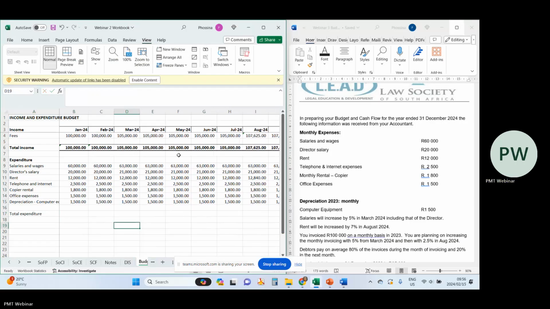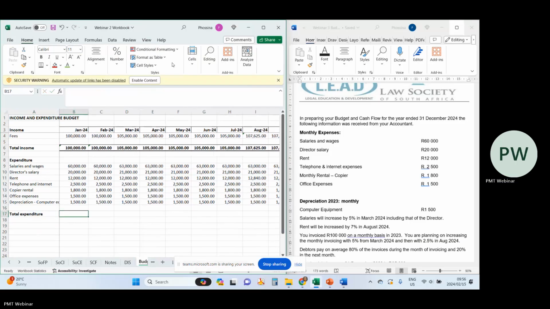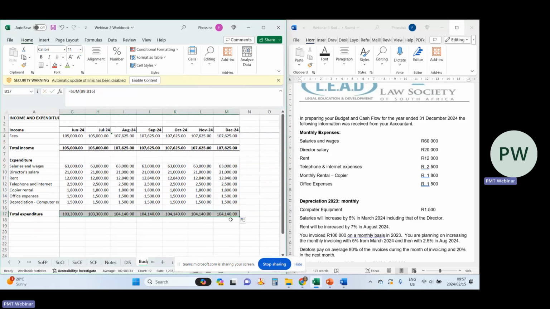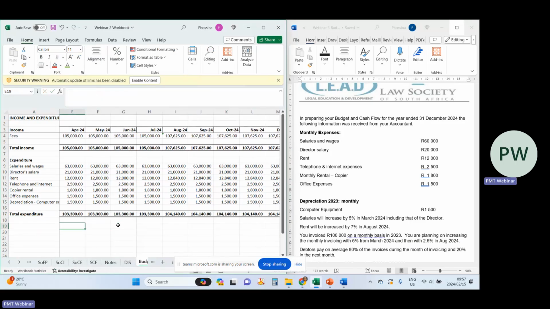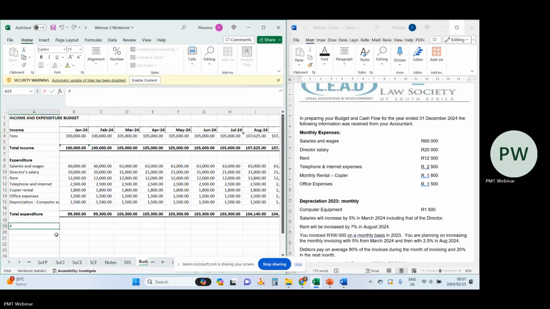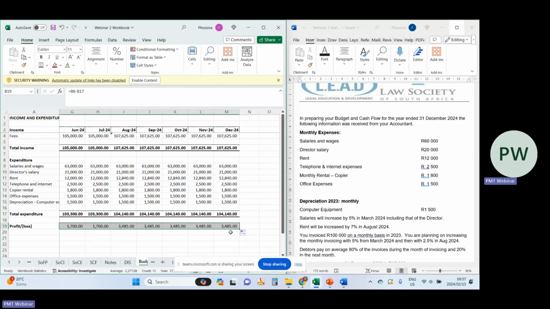Like that. So what is our total expenditure? We add up our expenses. Like that, that's our total expenditure. Like that. Bold. Kind of underline. So if we can check what is our profit. Income. Oh, we're running at a loss. Income minus expenses, we get our profit. Like that. So this is the profit that we are making on a monthly basis.